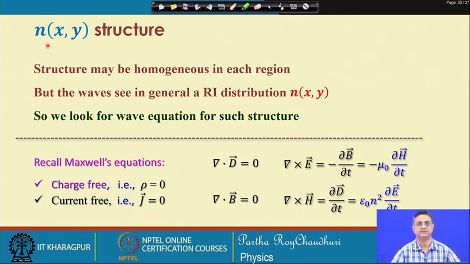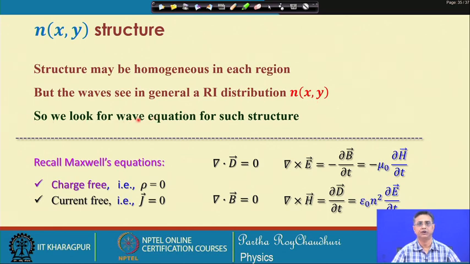So, when the structure is x-y dependent, that is, you have refractive index variation along both x and y directions, but separately each of the regions is homogeneous. Even though each region is homogeneous, the refractive index of each region is different from the remaining others. So, in such a situation the wave sees in general a refractive index distribution which is n of x, y. We have understood that.